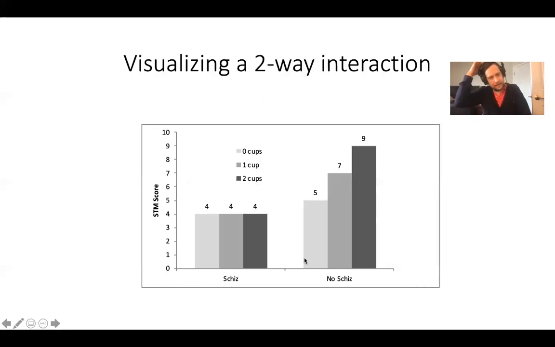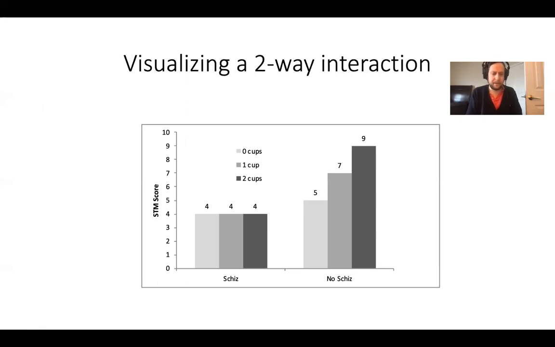So here is the same data shown as a graph, and I want to illustrate the interaction here. There's the main effect. We just calculated the marginal means for the main effect of amount of cups of coffee. We also calculated the marginal means for the main effect of diagnosis. Now I want to look at the interaction.